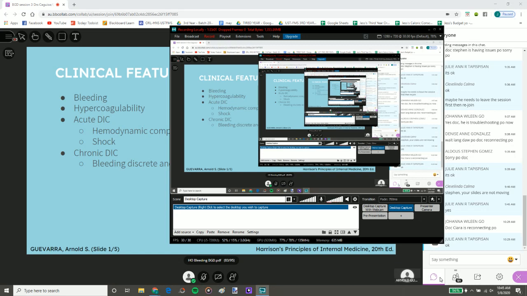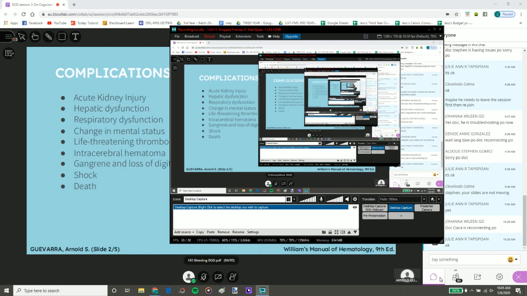Hemodynamic complications and shock are common among patients with acute DIC. And in chronic DIC, the bleeding symptoms are discrete and restricted to the skin or to the mucosal surfaces. Extensive organ dysfunction may be induced by microvascular thrombi or venous and/or arterial thromboembolism. Organ dysfunction may manifest as acute renal failure, hepatic dysfunction, and respiratory insufficiency due to acute respiratory distress syndrome.